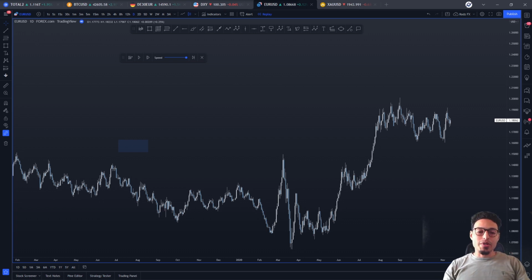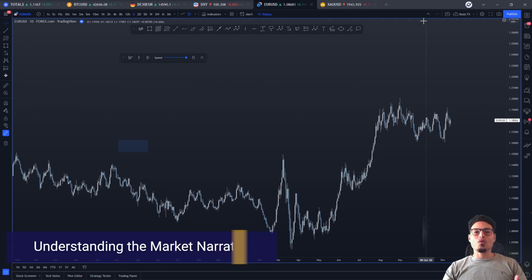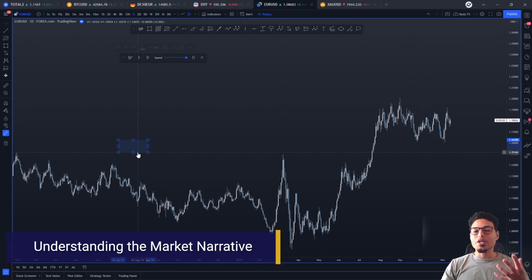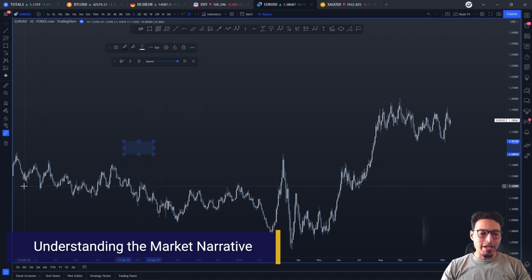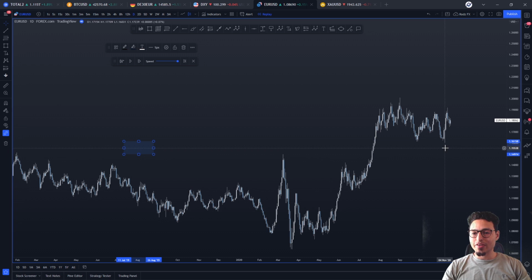So let's go into the charts and let's find out what the market narrative is. And we can do this using market structure. So I've got a basic box rectangle tool here on TradingView, and we're looking at the euro. We're on rewind at the moment. So we're looking at data from February 2019 up to November 2020.